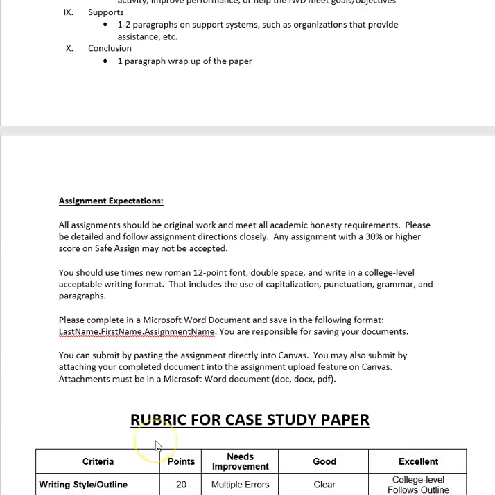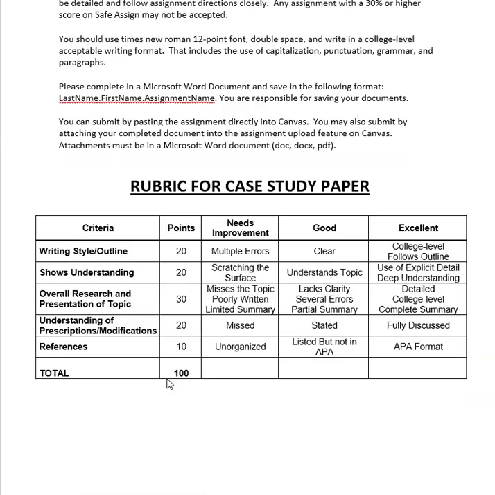All right, so the expectations is it should be all original work, meet our academic honesty requirements, don't plagiarize, do this paper. I'm not going to give it back to you and let you do it over if you turn in somebody else's work or work just copied from the internet. The rubric for the case study paper is listed online on the assignment, and it will be used for grading, and the assignment is worth 100 points.